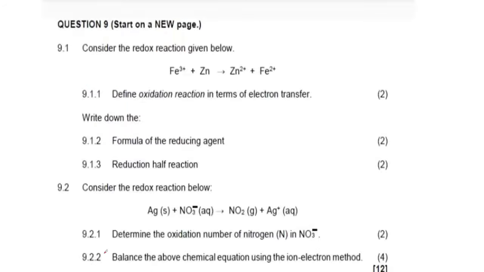9.2.2 says balance the above chemical equation using the ion-electron method. So once again, what are they looking for? The net ionic reaction. They can say ion-electron method, but this should not confuse you. This still means the net ionic equation, right? Then let's check. With this, we can see that Ag goes to Ag+, from an oxidation number of 0 to an oxidation number of +1. This is oxidation because there's an increase in oxidation number.